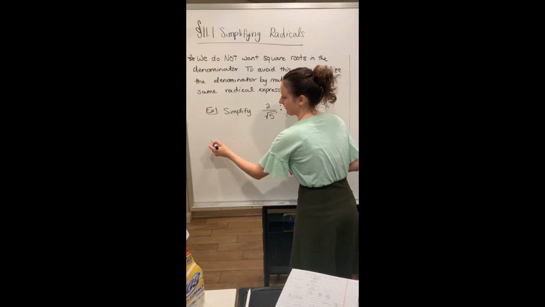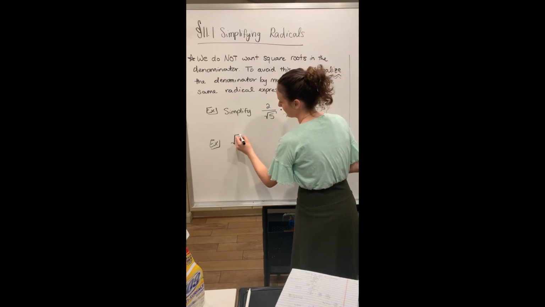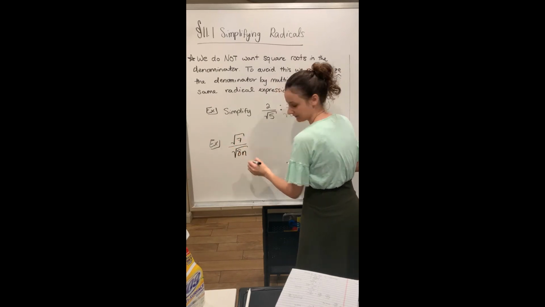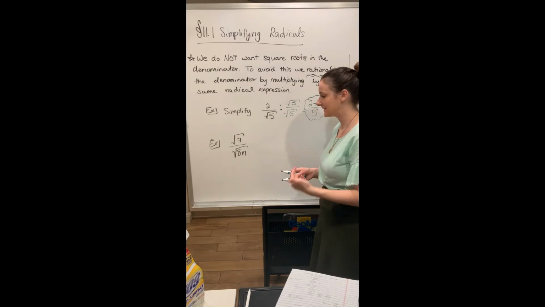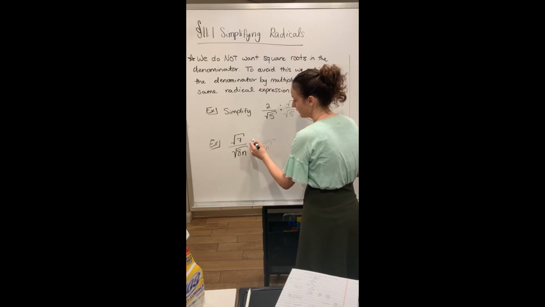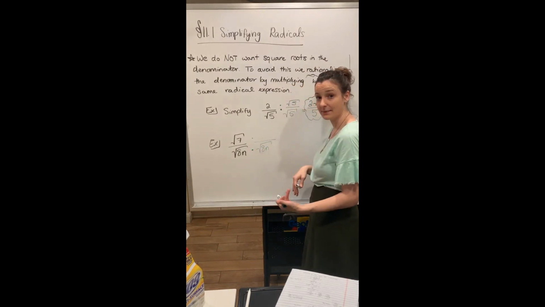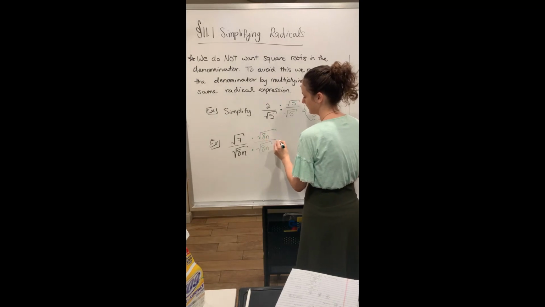Let's look at another example. I have the square root of 7 divided by the square root of 8n. Okay. So again, in order to rationalize, we're going to start by multiplying the denominator by the exact same radical expression. So we're going to multiply the denominator here by the square root of 8n. And we know whatever you multiply the denominator by must multiply the numerator by the square root of 8n.